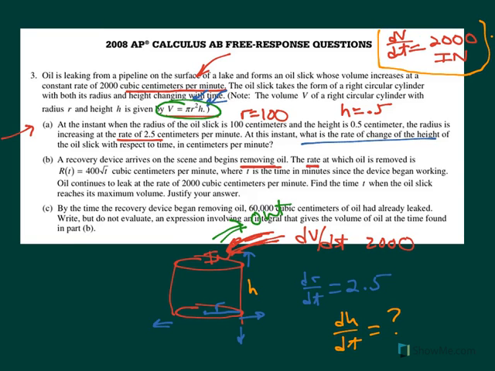It says the rate at which the oil is removed is represented by this rate function in cubic centimeters per minute, where t is the time in minutes since the device began working. Oil continues to leak at that same constant rate in, so there's your in of the 2,000. Find the time t when the oil slick reaches a maximum volume. The key here is they want a max on the volume, and we know maxes occur where the first derivative is 0 or undefined.